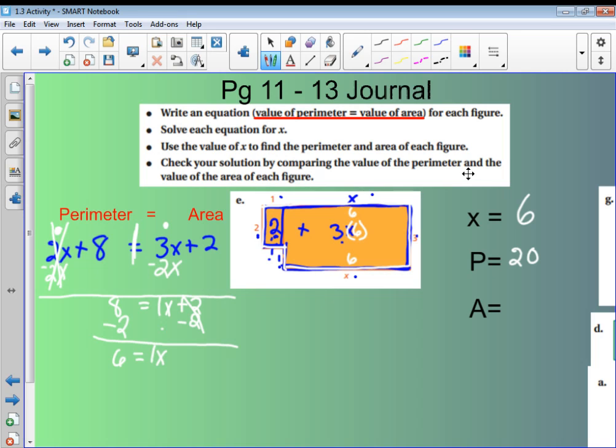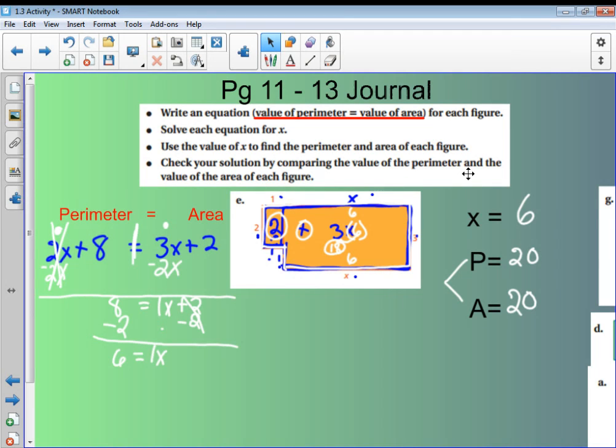Okay, so now when I do my area, the area of this smaller rectangle we had already found was 2. And then the area of this bigger rectangle is 3 times 6, which is 18. Now we add these two together. 18 plus 2 gives me 20. Ooh, good thing I didn't mess up my addition in that perimeter. So once again, I can self-check. Yes, I did get the same answers. Both of them ended up being 20.